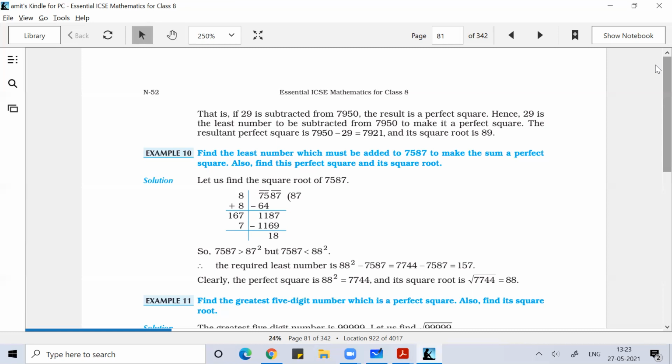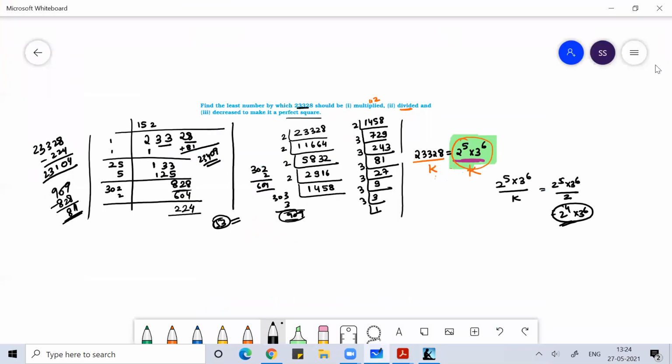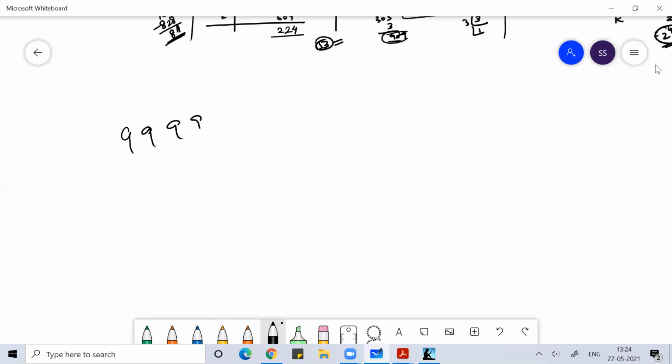Sir, if you subtract 3756 from 99999, you get a perfect square. What are you saying? Sir, if you subtract 3756 from 9999, you get the perfect square. How much should I subtract? 3756. Such a big number? What are you saying? I'm highly disappointed.